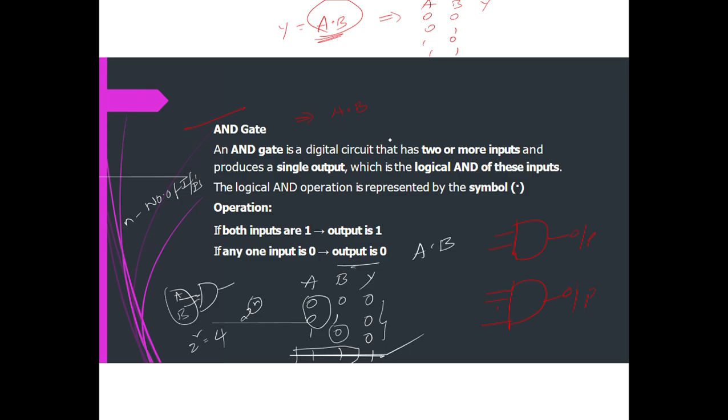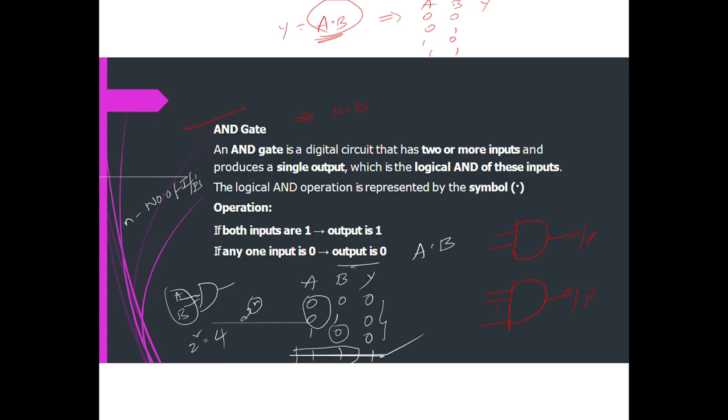The AND gate is one of the digital circuits. It has two or more inputs and produces only one output. It will be represented with the dot symbol. Coming to the truth table or operation, if both the inputs are 1, then the output will be 1. In the other case, if any one of the inputs is 0, then the output is going to be 0. So like that we define the AND gate.